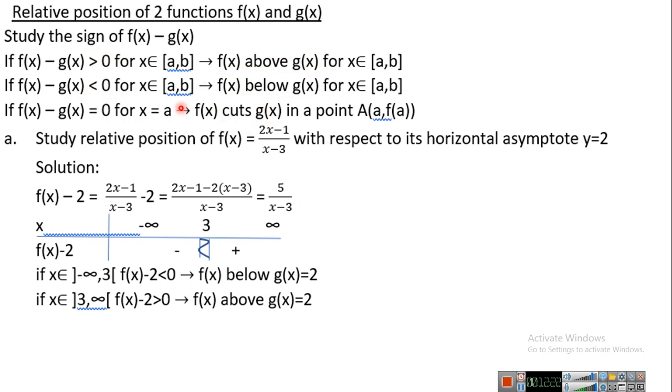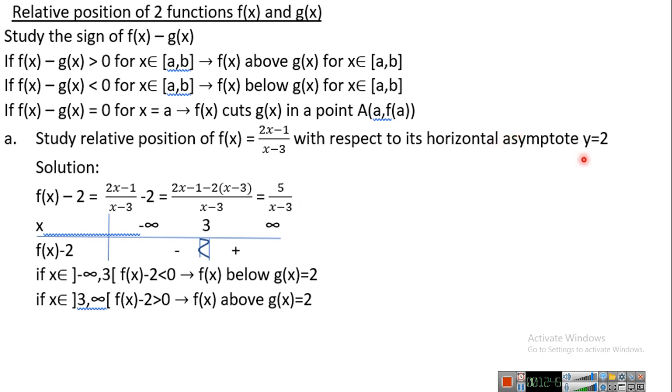So let us do it here and understand it. Study the relative position of f(x) with respect to its horizontal asymptote. What's the horizontal asymptote? I gave you the horizontal asymptote. We do the limit at infinity, so it's 2x over x, which is 2. Anyway, we're going to talk in this video about horizontal and vertical asymptotes.